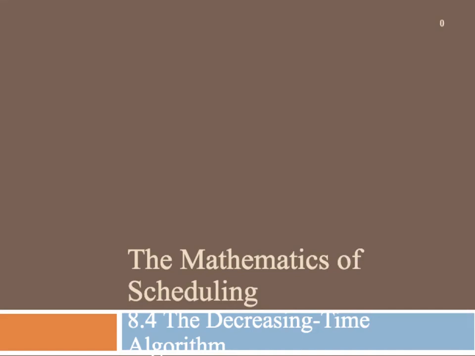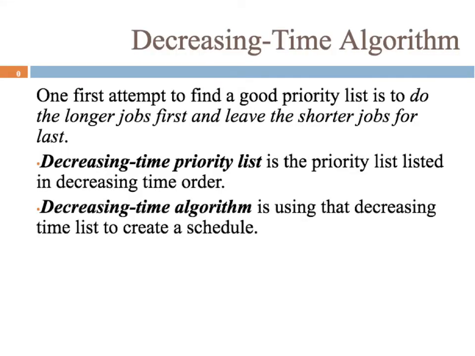This section is on the decreasing time algorithm. So one good first attempt to find a priority list that will work well is to maybe try to prioritize the jobs that take longer above the shorter jobs, saving the shorter jobs for last. And you may even do this in everyday life.